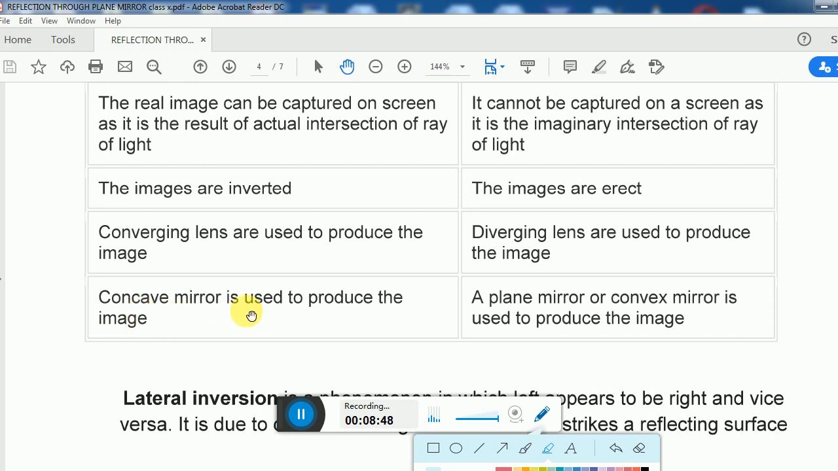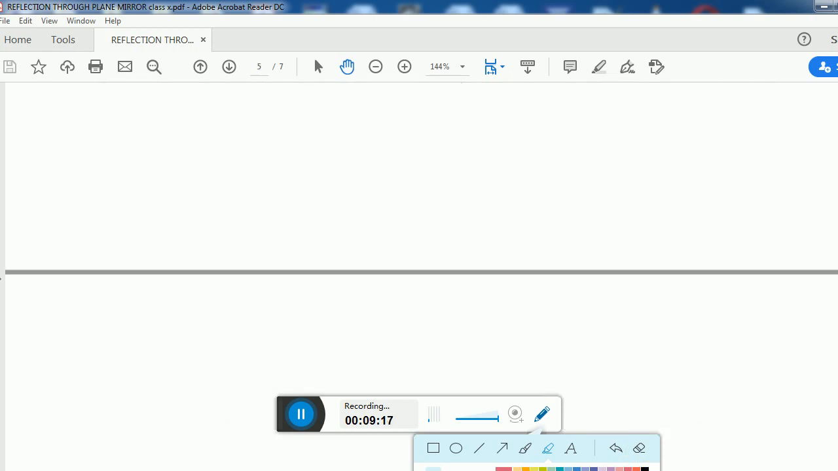In case of mirrors, the concave mirror is used to produce the real image, and plane mirrors or the convex mirror produce the virtual image. But in some cases, the concave mirror also produces the virtual image. Now another thing, very important one, that is called the lateral inversion.